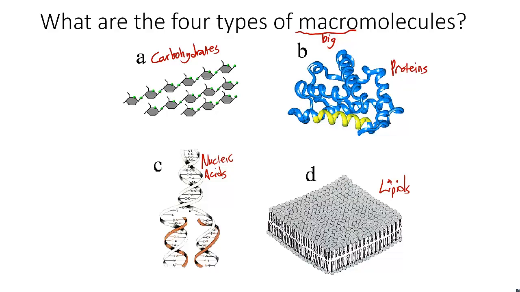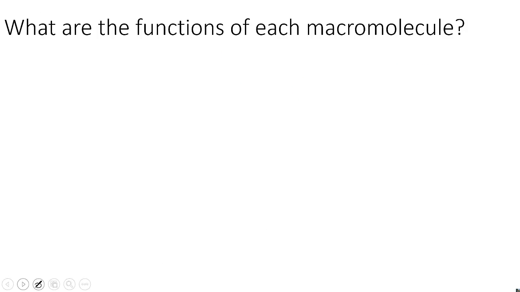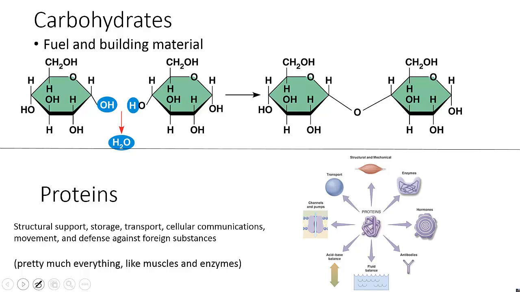What are the functions of each macromolecule? Well, carbohydrates are for fuel and building material. We get energy out of them, and we can use them to do some building. We do that in plants. Proteins are for structural support, storage, transport, cellular communications, movement, and defense against foreign substances. And that is a ton of stuff that they do. So you can say, if you want to on the test, you could say pretty much everything, like muscles and enzymes, to give an example of two things they do.